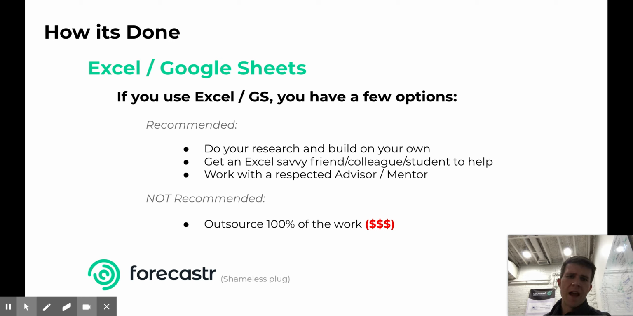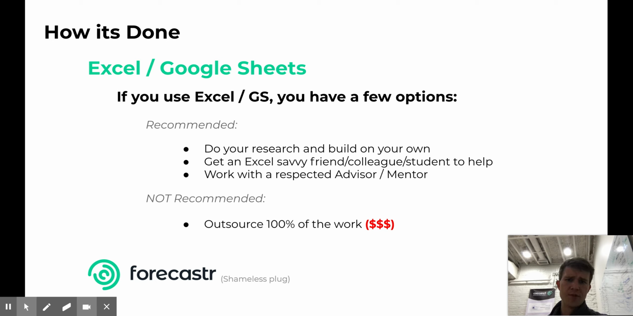This is how it's been done in the past, and we have some recommendations on how best to build these forecasts. So one is you can just build it on your own. You can do the research. You can watch this course. You can download some templates. And we have templates available in this course as well, and try to learn the Excel formulas and build it on your own. There's a time commitment there, but we think that it always pays off to really invest in it and understand and really own your forecast.